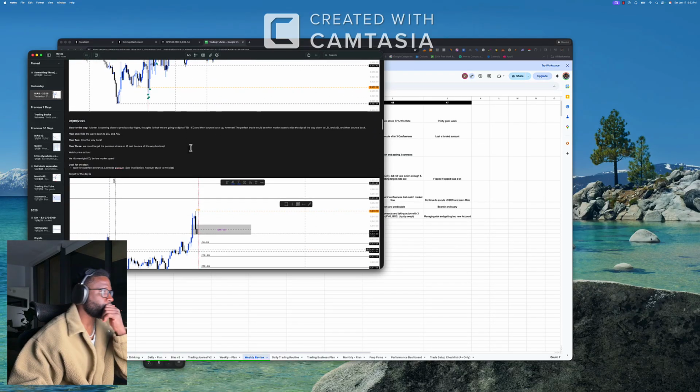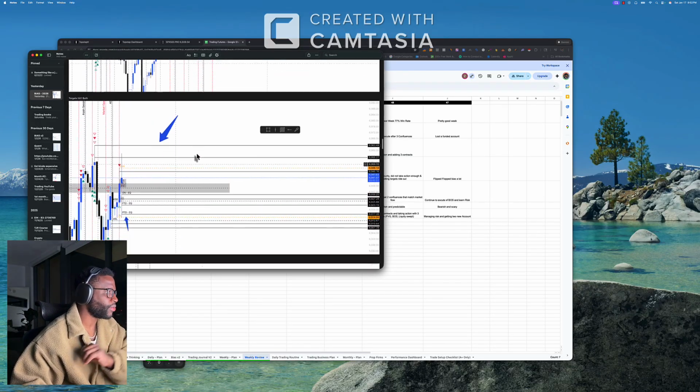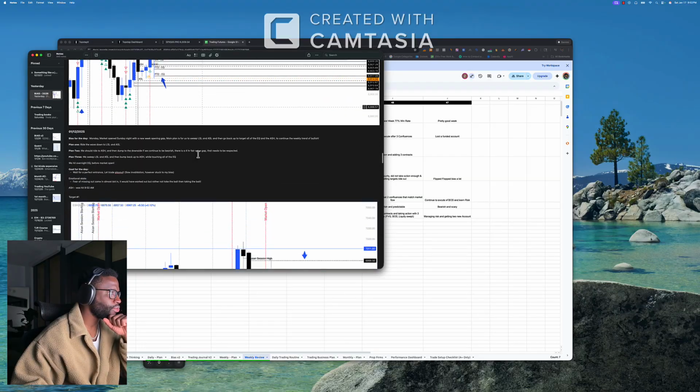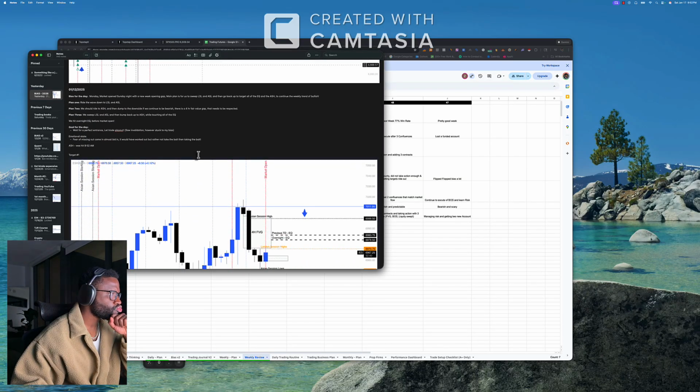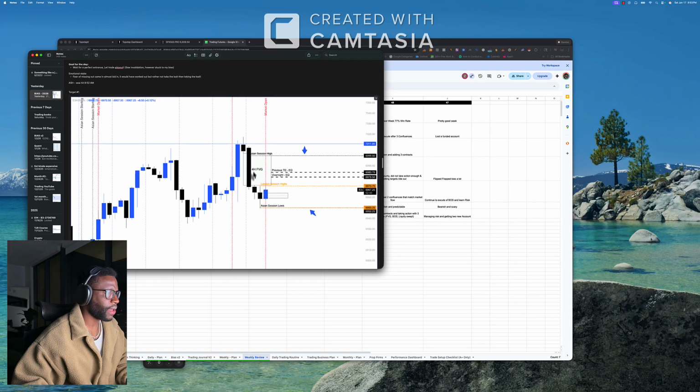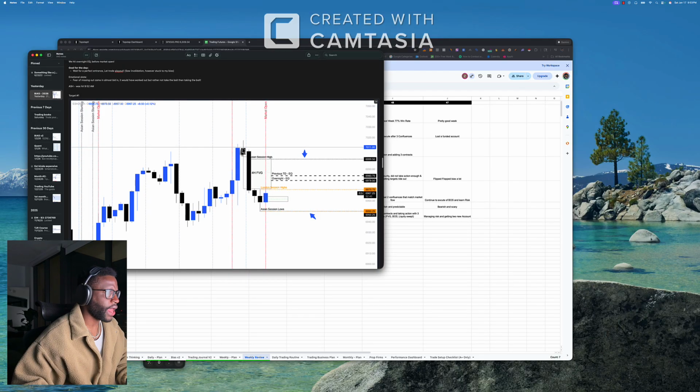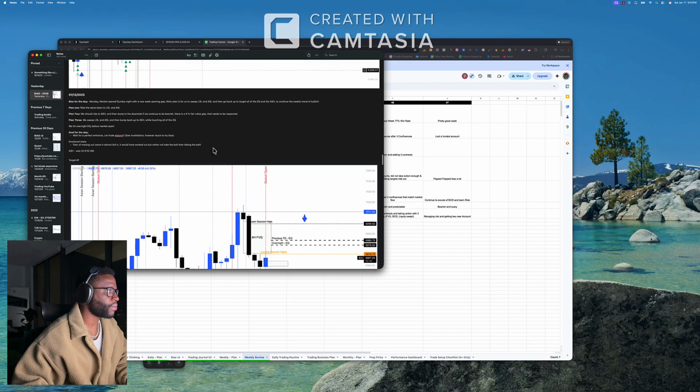What I'm going to go over is what happened this week, from the 12th all the way down. Okay. So Monday market open, Sunday night, with a new week opening gap, right? Yeah, new week opening gap.